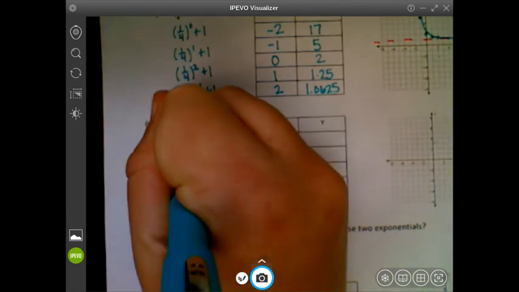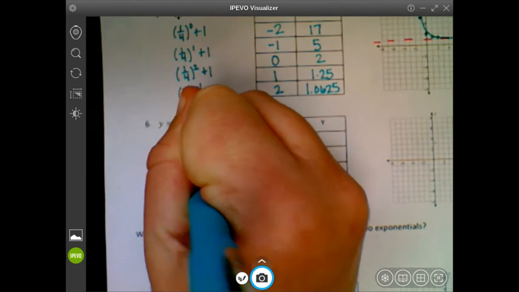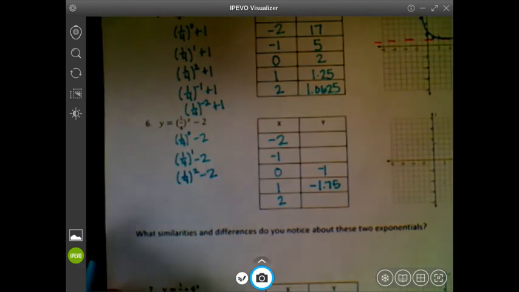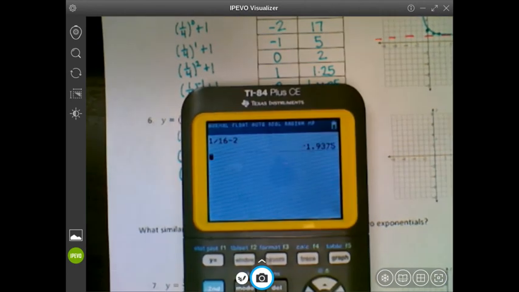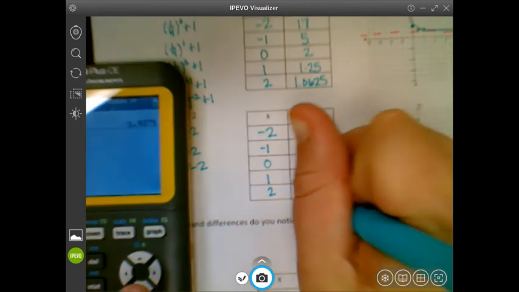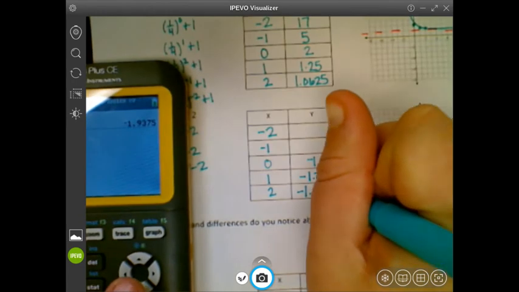And then the next one, 1/4 to the power of 2 minus 2. That's going to be 1/16, and I'm going to throw that one in my calculator. 1/16 minus 2, so negative 1.9375.